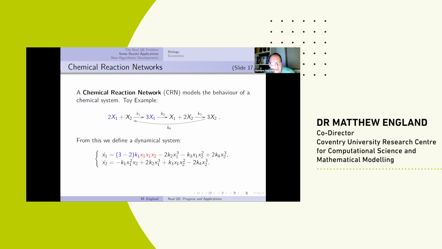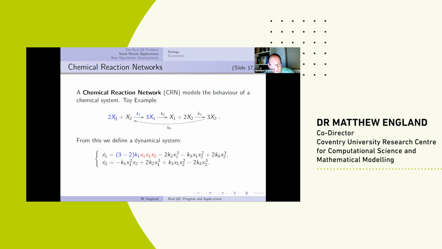So what you can do if you have one of these reaction networks is you can extract from them a dynamical system, that is to say a set of differential equations that describe how this system would lead to changes in the quantities of the variables over time. So for example, here that reaction network leads to this dynamical system.